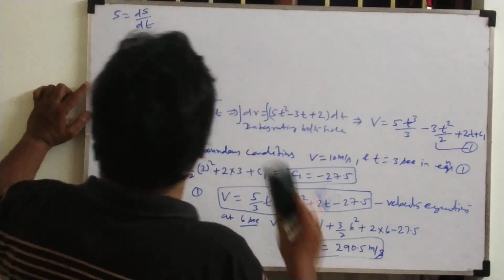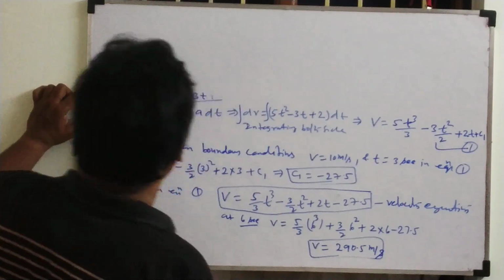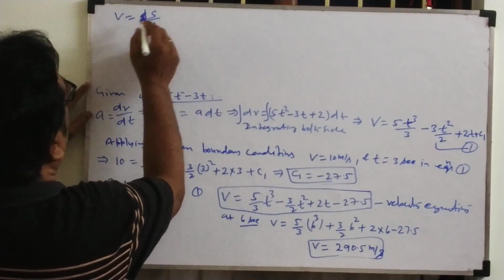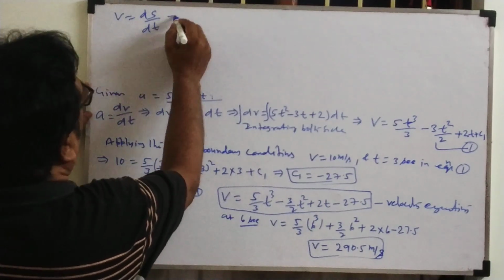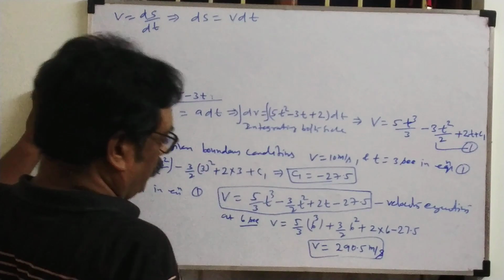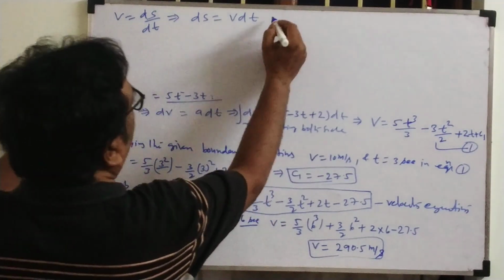What are we writing? v is equal to... Velocity is equal to ds by dt. Now v is equal to ds by dt, so that implies ds is equal to v dt.